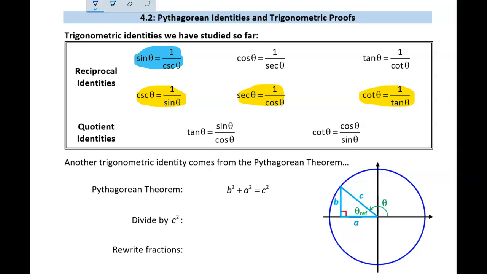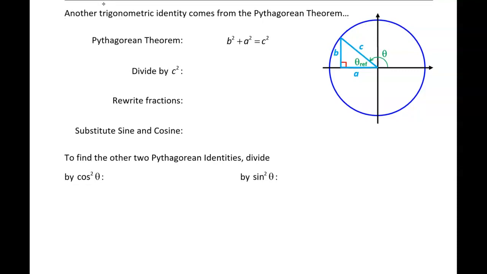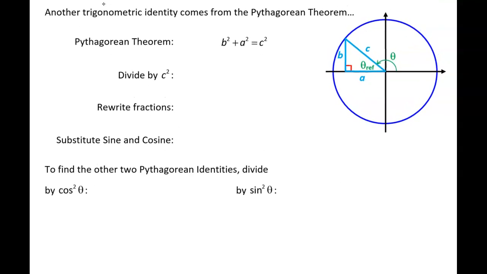Then there's also the quotient identities, and the quotient identities are those that express tangent as sine over cosine and cotangent as cosine over sine. Today we're going to get introduced to a new identity, and that new identity comes from the Pythagorean theorem. So I give you a diagram that should be familiar to you with an angle theta and a reference triangle with sides A, B, and C, where A is the adjacent, B is the opposite, and C is the hypotenuse.